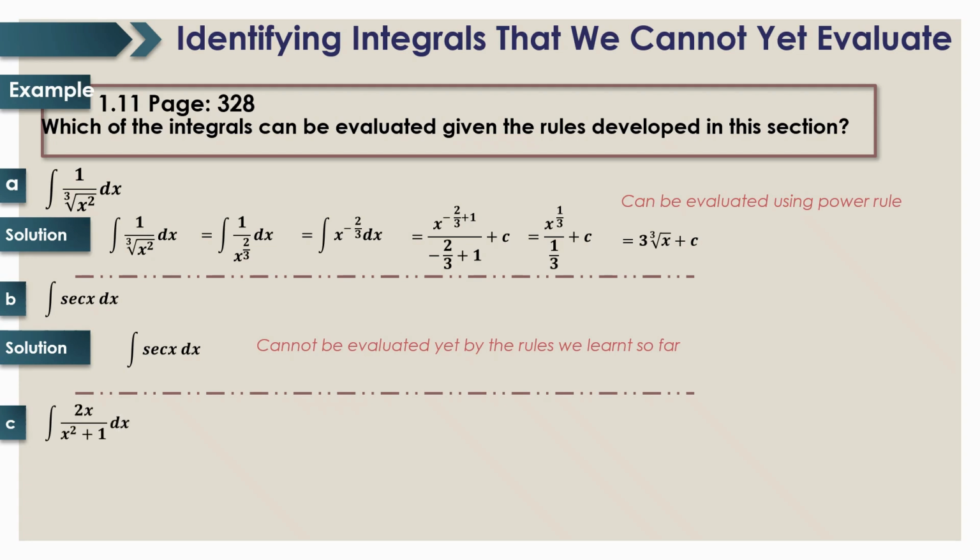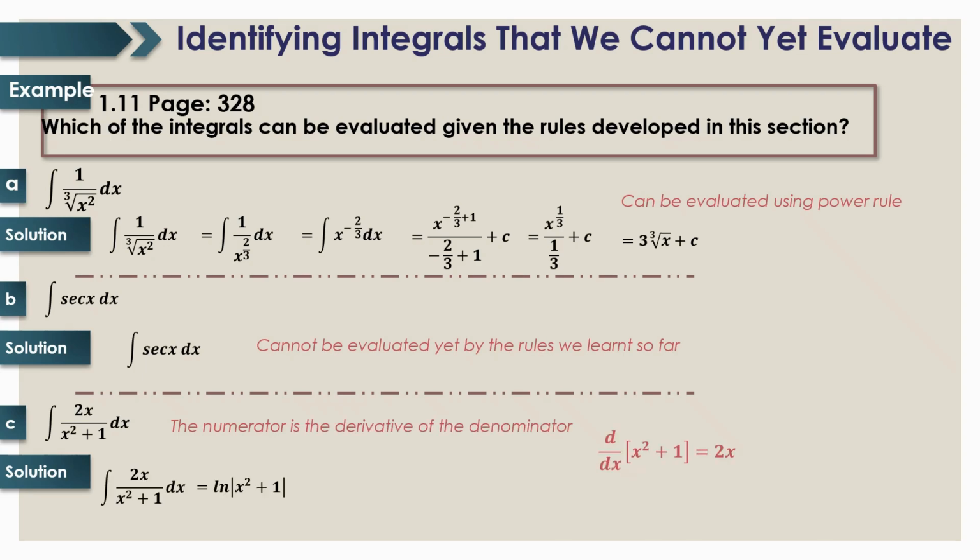Here, if you notice, what is the derivative of the denominator x squared plus 1? Yes, it is 2x. So you can apply the ln concept as the numerator is the derivative of the denominator.